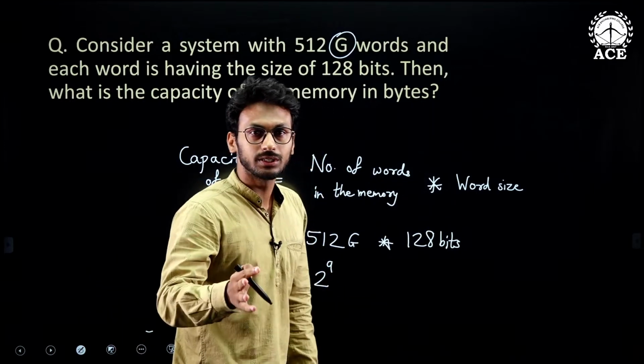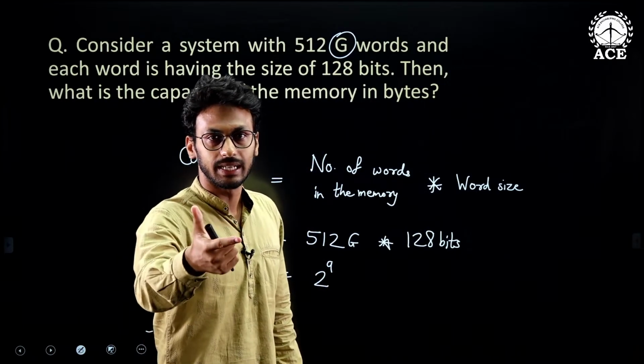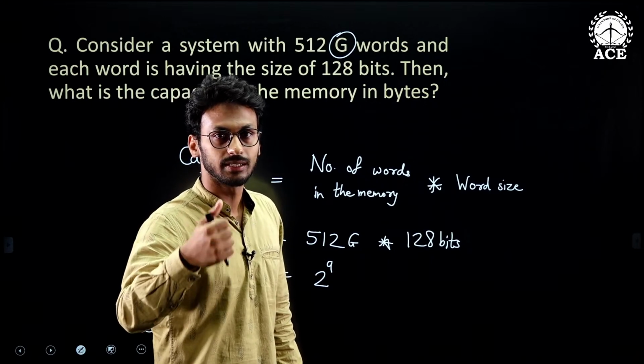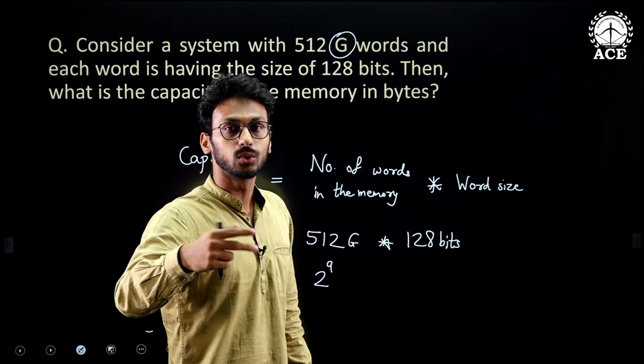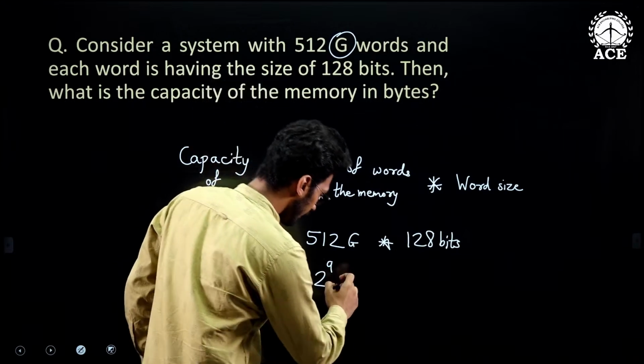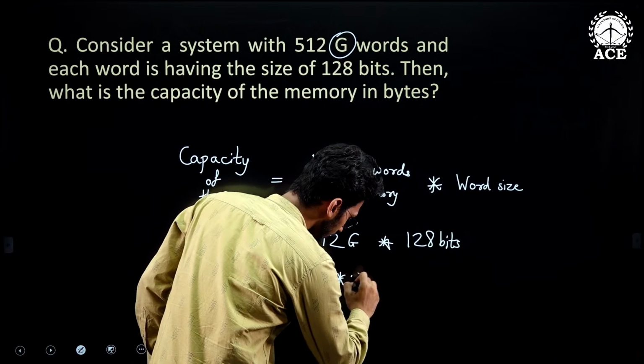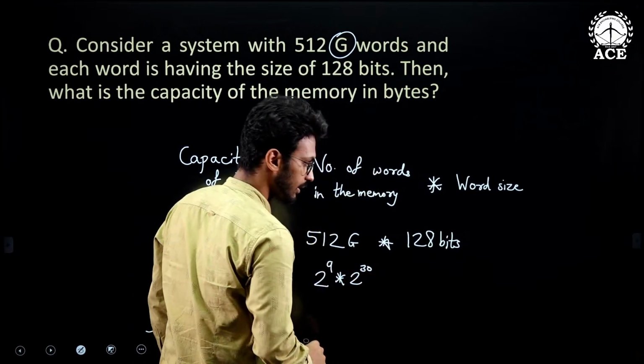Next, G. What is G? See, K means 2 raised to 10. 1K means 2 raised to 10. 1M means what? 2 raised to 20. 1G means what? Giga, 2 raised to 30. Okay. Into 2 raised to 30. That is what it is.